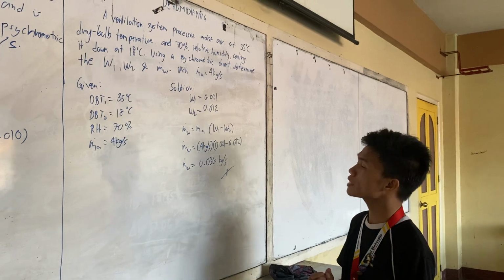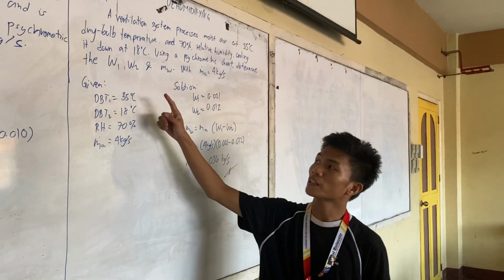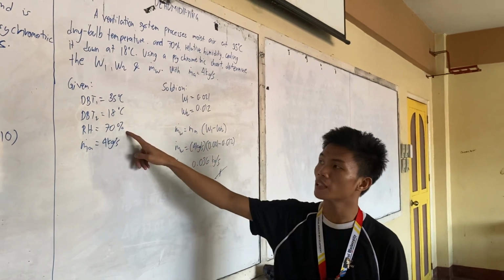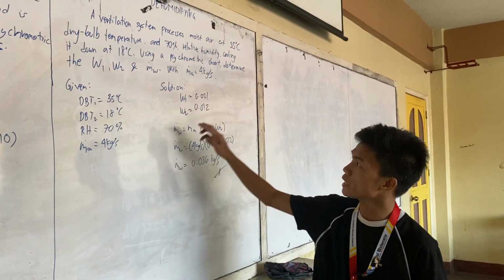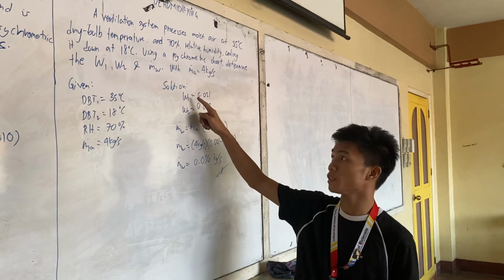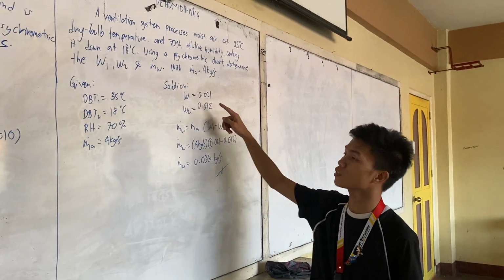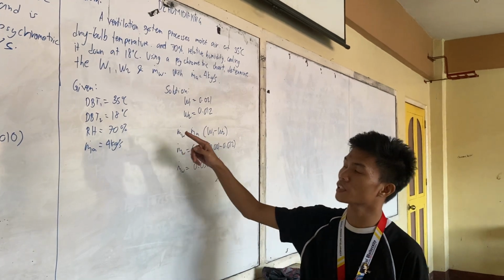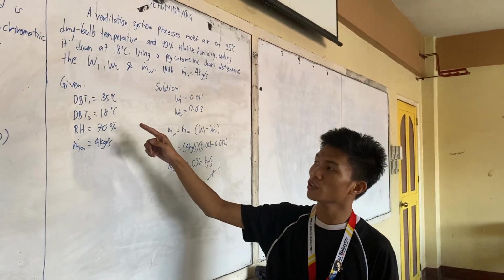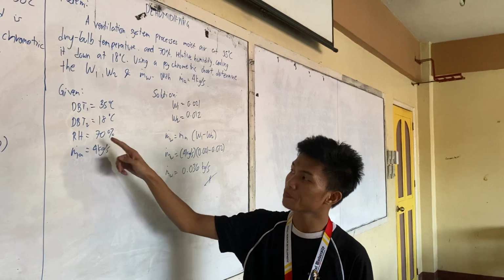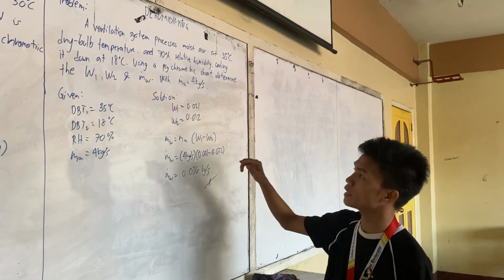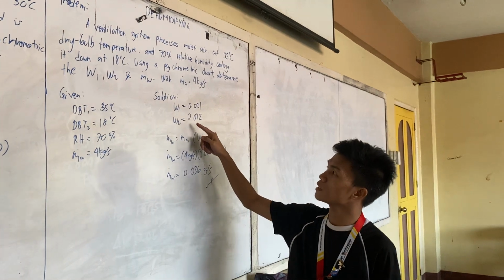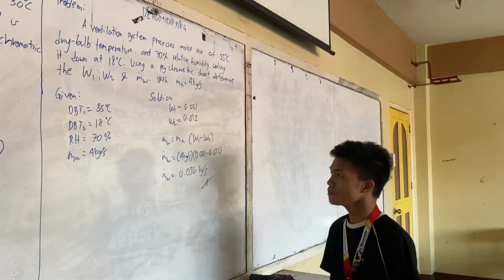By using the psychrometric chart and plotting the 35 degrees Celsius dry bulb temperature and 70% relative humidity, we can get our specific humidity 1 of 0.021. And by plotting the 18 degrees Celsius dry bulb temperature with the 70% relative humidity, we can get our specific humidity 2 of 0.012.